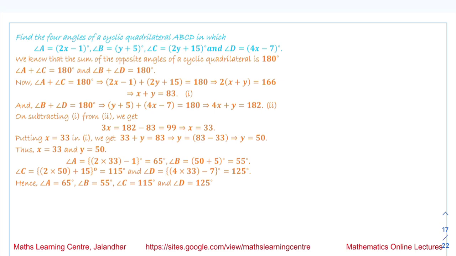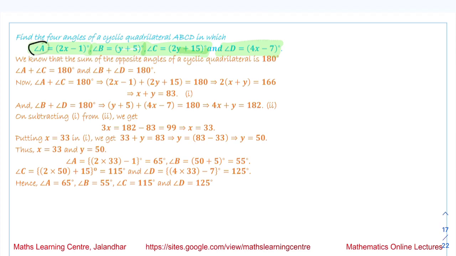Next is: find the 4 angles of a cyclic quadrilateral A, B, C, D in which angle A is equal to 2x minus 1 degree, B is given, C is given, and D is given. Now by the properties of a cyclic quadrilateral we know that the sum of the opposite angles is 180 degrees and the sum of all the angles is 360 degrees.